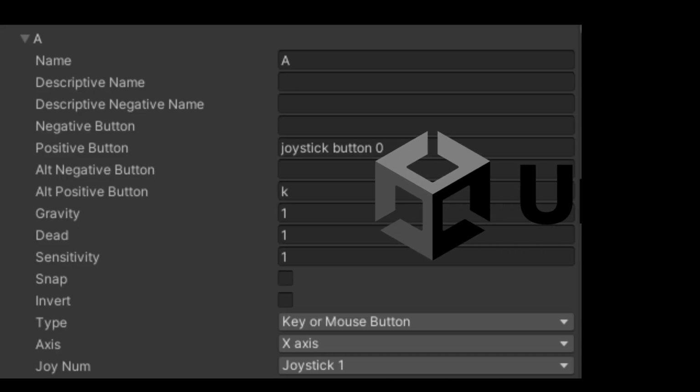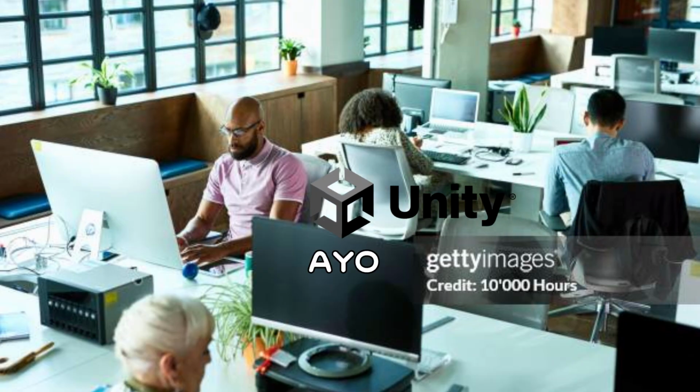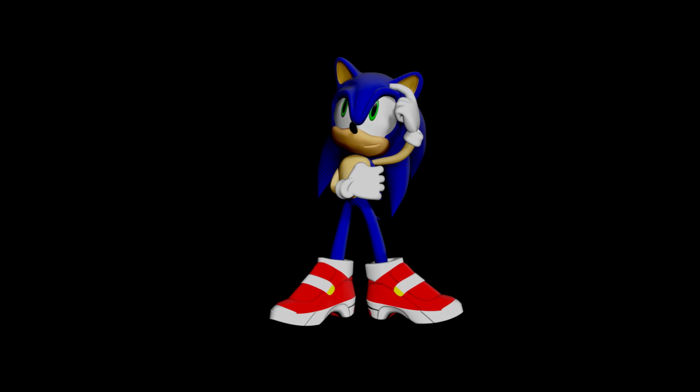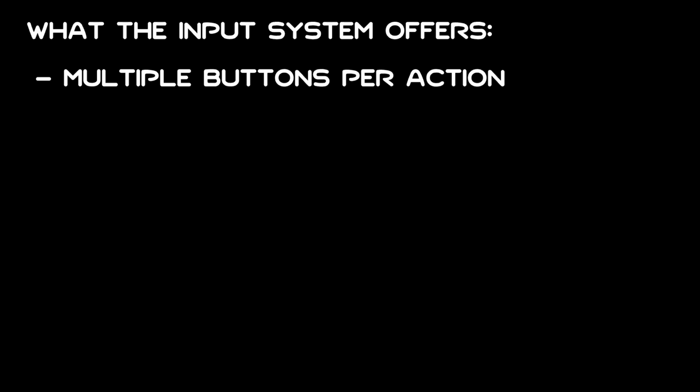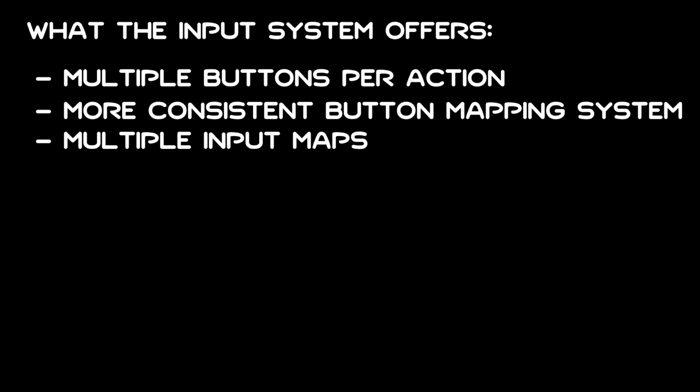See, even Unity, the company, realized that the input system for Unity was kind of bad. And so, of course, they needed to find a solution for this themselves, which is what pretty much turned into the new input system. So what does this new system offer? To sum it up, the new input system offers the ability to remap actions for the two buttons, a more consistent button mapping system, multiple input maps that can be swapped at runtime, and a lot of other stuff that I can't be bothered to list right now. So with that said, it would probably be a no-brainer to use this system, right?